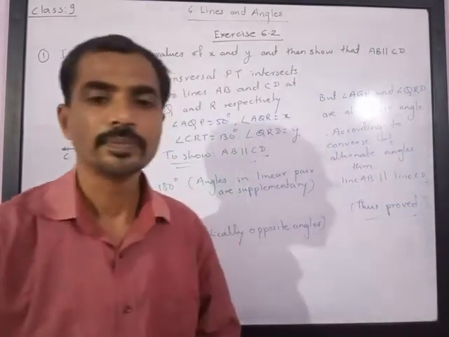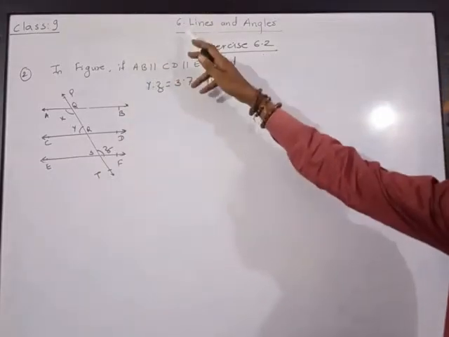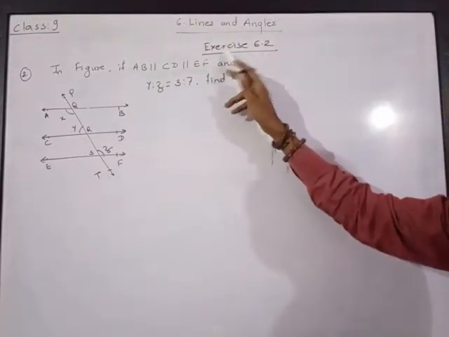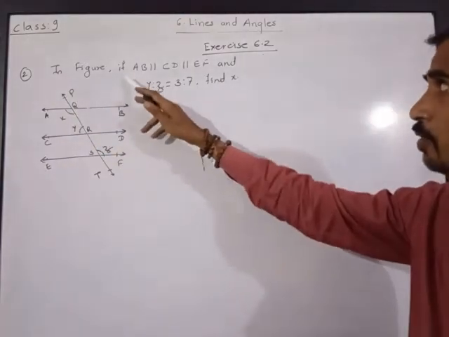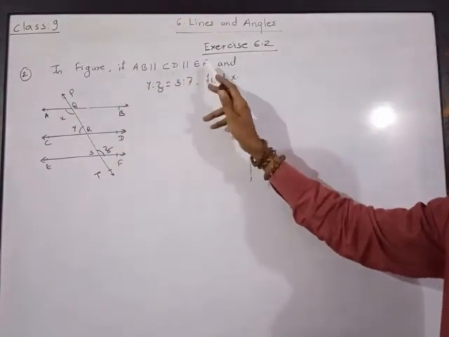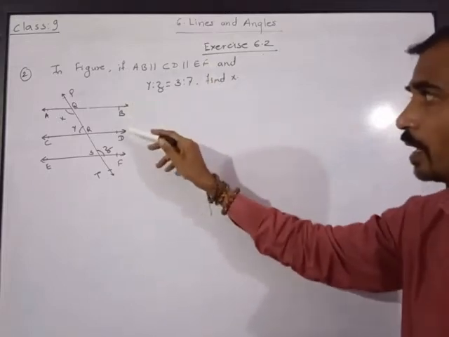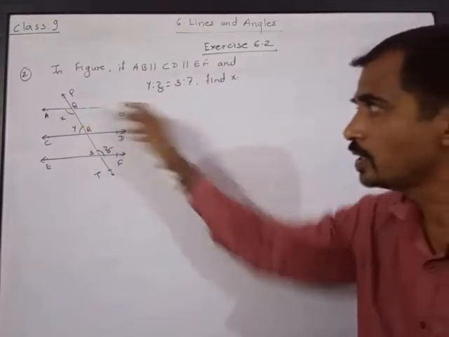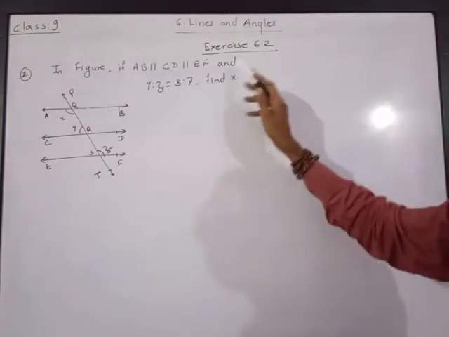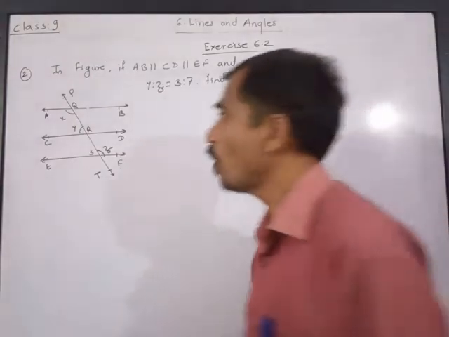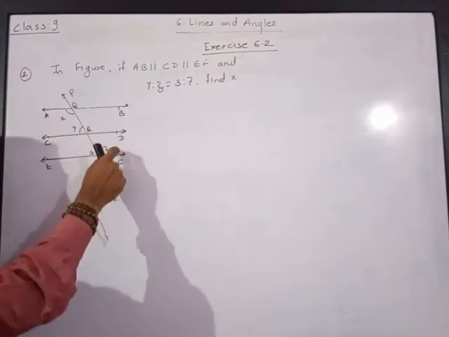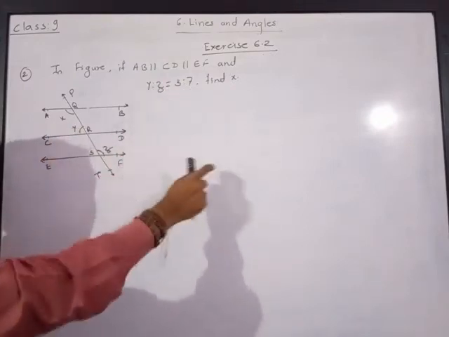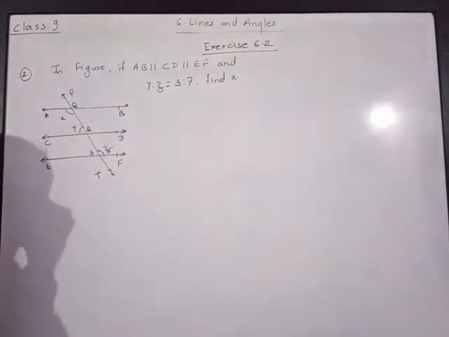Dear friends, in class 9, chapter 6, Lines and Angles, in exercise 6.2, we are solving the second question. In the figure, AB is parallel to CD is parallel to EF. All these three lines are parallel to each other, and y is to z, the ratio of angle y to z, is given to us as 3:7. We are asked to find the value of x.